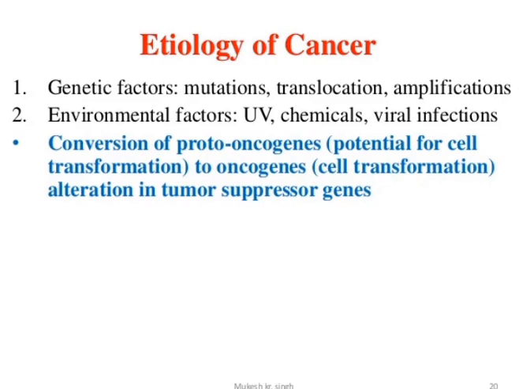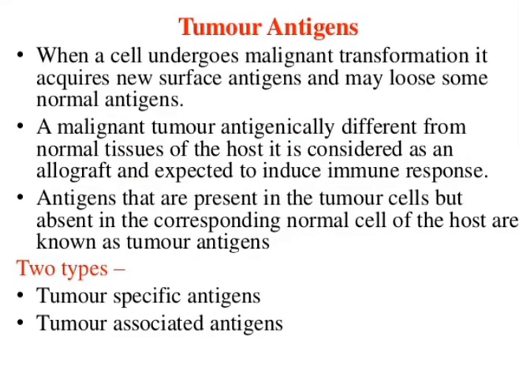Etiology of cancer. There may be genetic factors like mutation, translocation and amplification. Among environmental factors, there may be UV, that is ultraviolet rays, chemicals, and viral infections; the conversion of proto-oncogene by potential for cell transformation to an oncogene; and alteration in the tumor suppressor genes. Tumor antigen: when a cell undergoes malignant transformation, it acquires new surface antigens and may lose some normal antigens. A malignant tumor is antigenically different from the normal tissues of the host, so it is considered an allograft and is expected to induce an immune response.